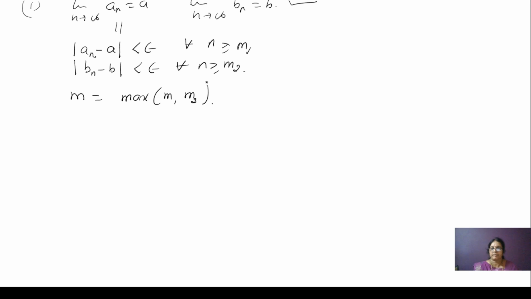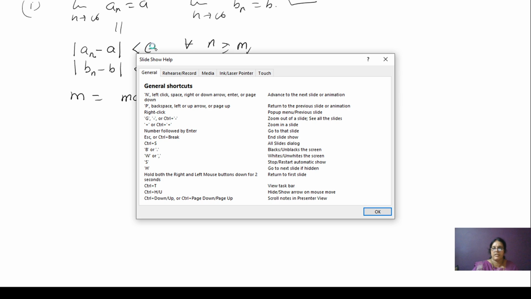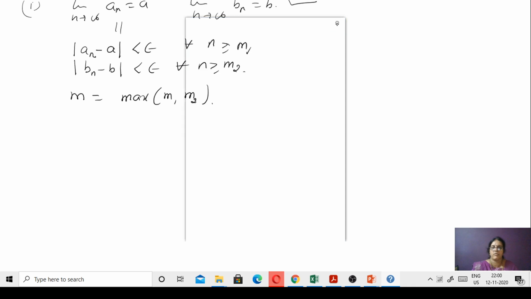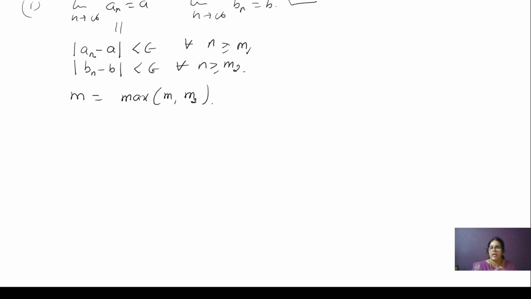So here the first condition says that it is less than epsilon for every n greater than or equal to m1, where m1 is a positive number and m2 is also a positive number, and epsilon is greater than 0.